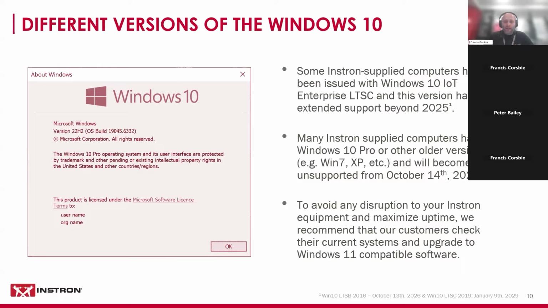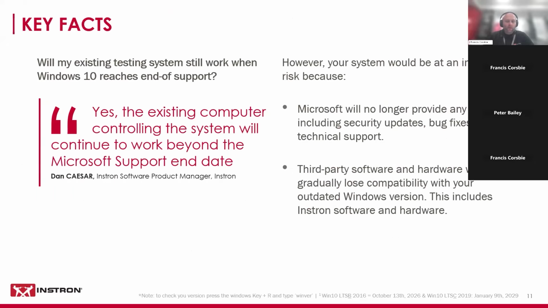However, what we're talking about today is Windows 10 Professional. This is the version of Windows that will be unsupported from October, and it is our recommendation that our customers using our systems upgrade to Windows 11 compatible software. Just wanted to say very quickly, before moving on to the Windows 11 piece, that it's very important to understand that just because your system has Windows 10 and Windows 10 is no longer being supported by Microsoft, it doesn't mean that your computer or your test system will stop working. It will continue to work beyond this support end date, just to be very, very clear on that.